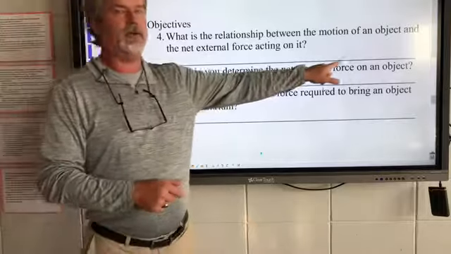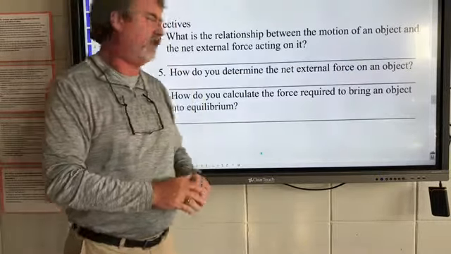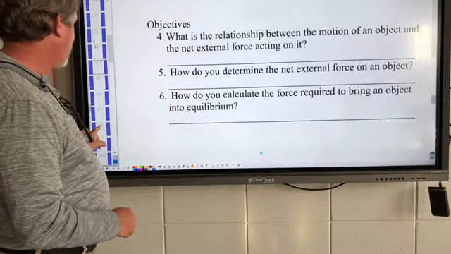How do you determine the net external force? You simply add the vectors. Of course, there's lots of ways to add vectors. Let's try to look at equilibrium and define that.